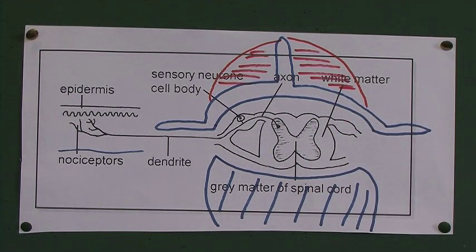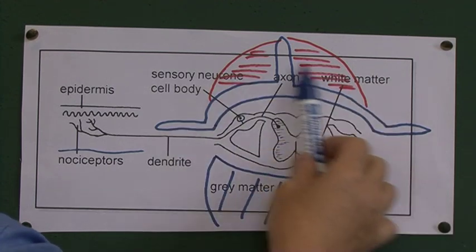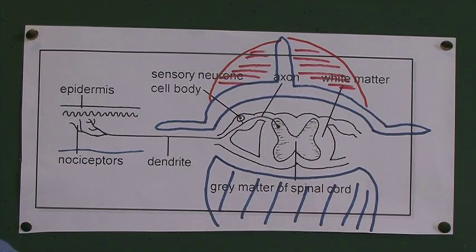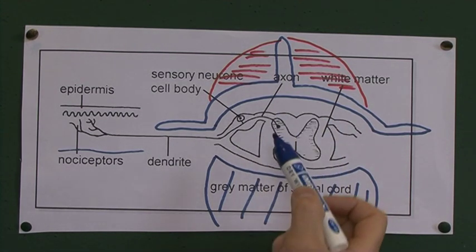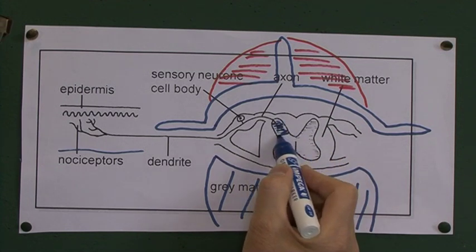So we see that the spinal cord is protected within the bony spinal canal. And all the way inside that we've got the white matter of the spinal cord and inside the grey matter of the spinal cord.